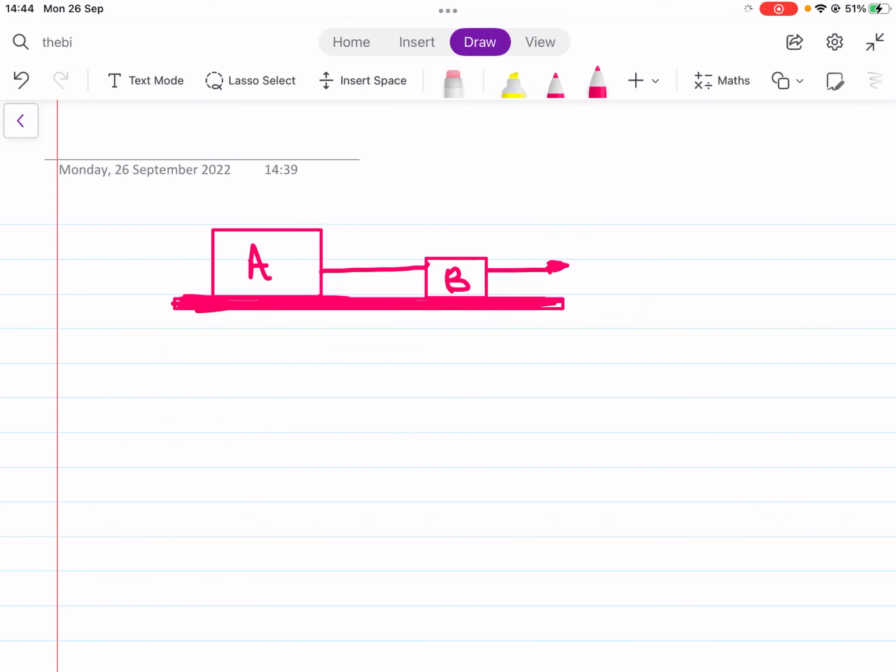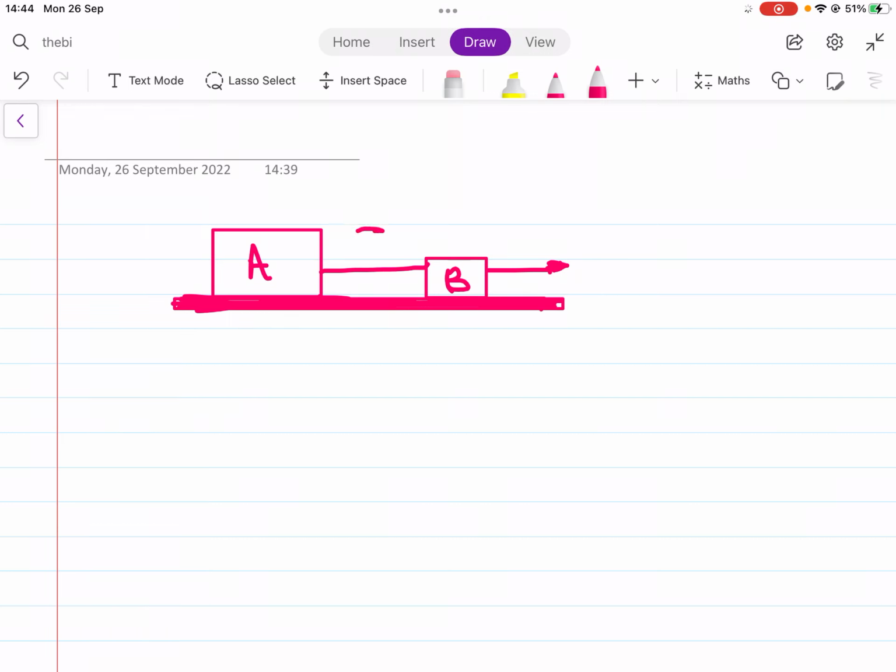Okay, we're doing another example of Newton's second law. So they've given us a statement here. It says that two boxes A and B are lying on a table, as you can see in the picture, and they are connected by a piece of string.